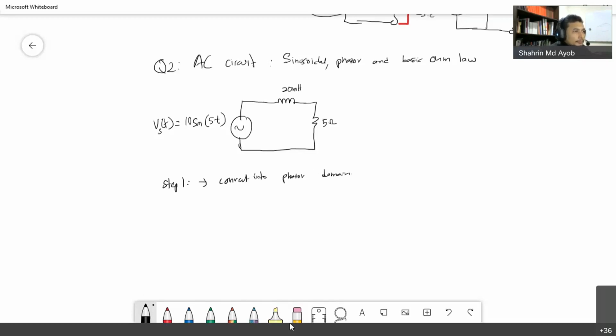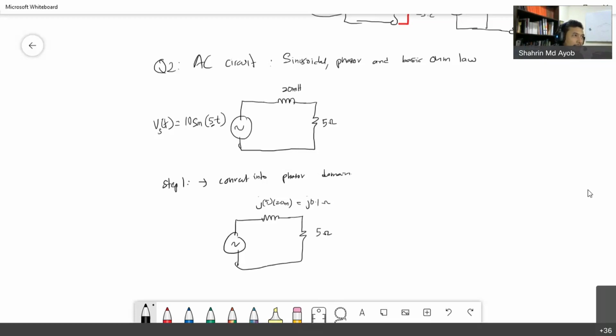Okay, so you need to convert the inductor first. So j omega L, where omega is 5, so 5 multiplied by 20 milli. What is the value? 5 times 20 milli is 100 milli. So j0.1 ohm. And the resistor remains the same, 5 ohm.